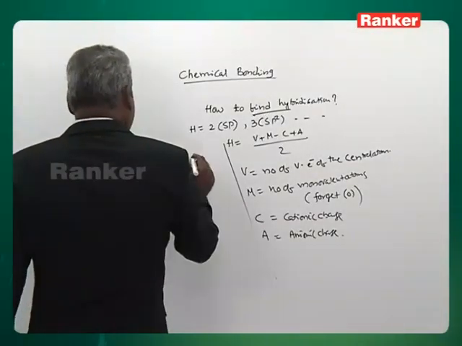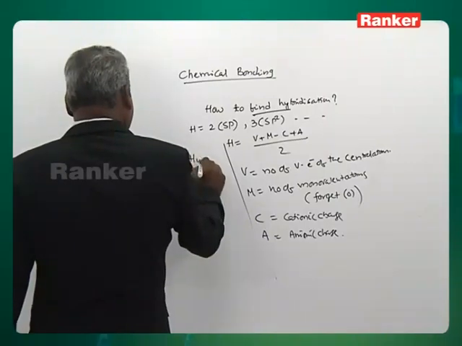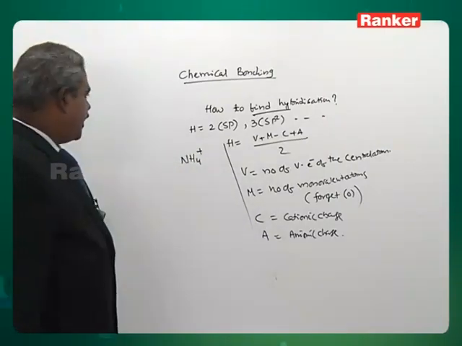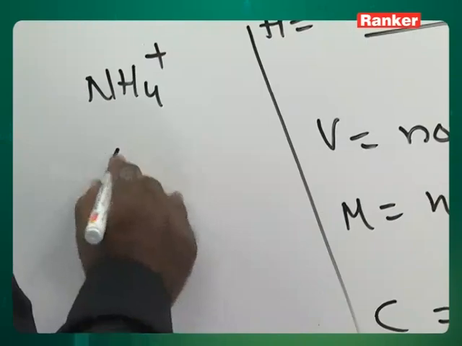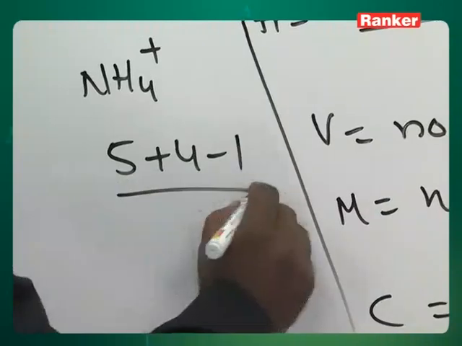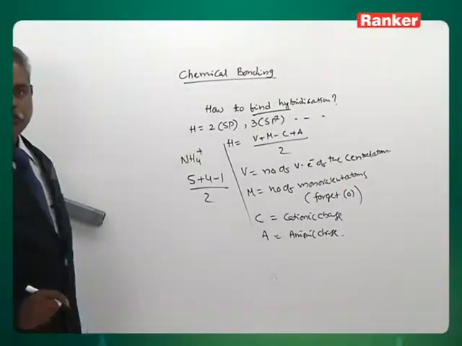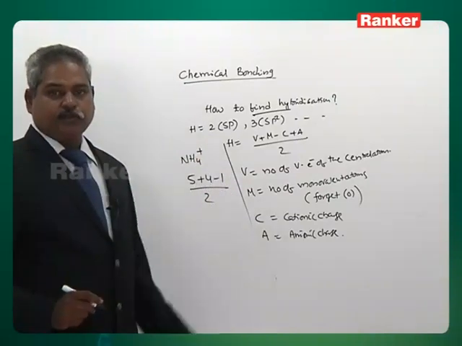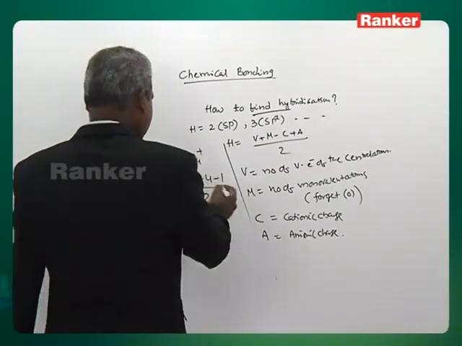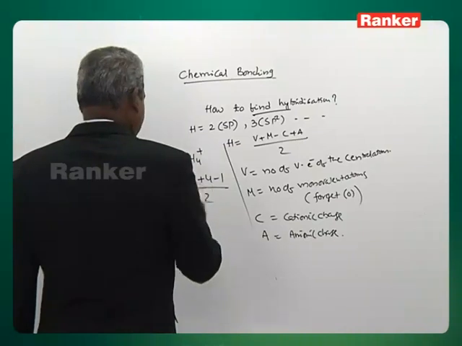Then NH4 plus. Nitrogen has 5 valence electrons. 5 plus 4 minus 1 by 2. How much will that be? Okay, sp3 once again.